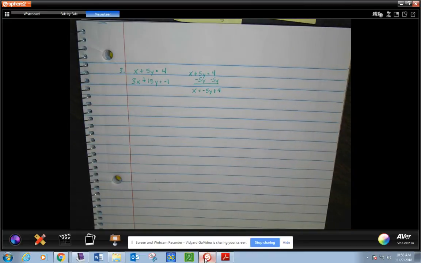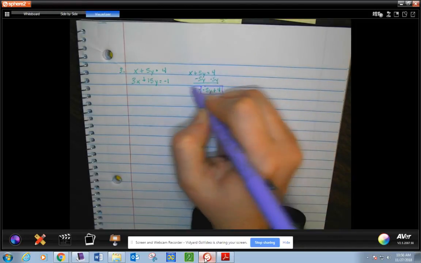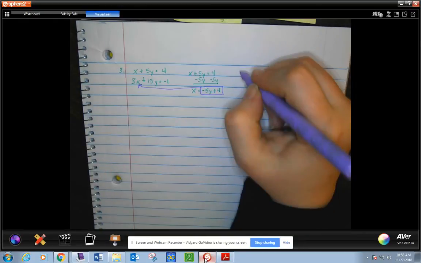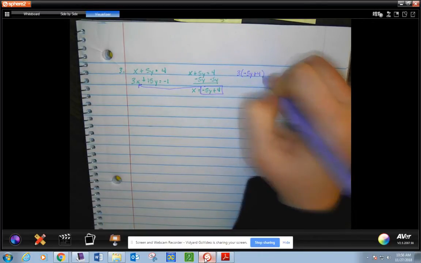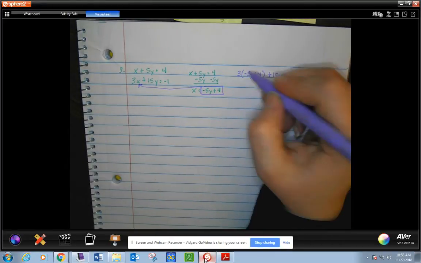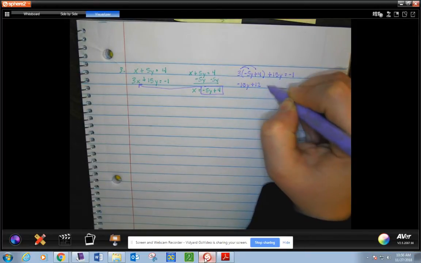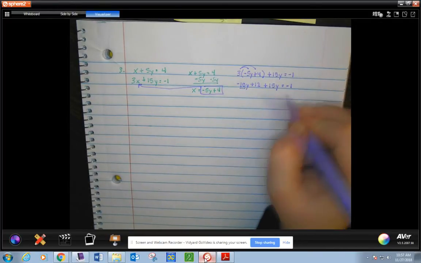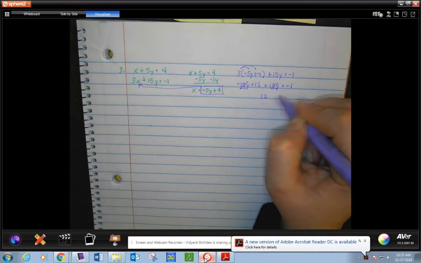Well, now since x is isolated and by itself, I'm going to box what that is, and I'm going to plug it into the x in the other equation. When I do that, it becomes 3, but instead of x, I'm going to do negative 5y plus 4. And then I bring down plus 15y equals negative 1. I'm going to distribute to solve, so I get negative 15y plus 12 plus 15y equals negative 1. When I combine like terms, a 15y and a negative 15y cancel each other, so I have 12 equals negative 1.